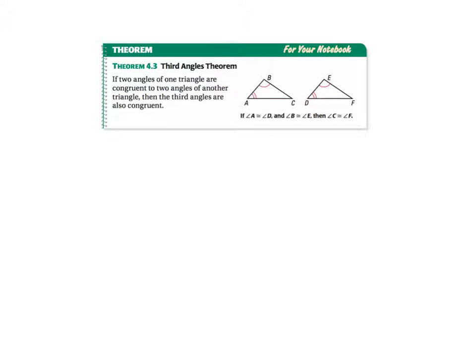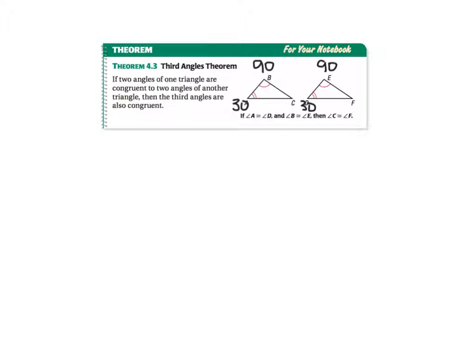So for example, let's say that angle B is 90 degrees. That would mean that angle E is 90 degrees. Let's say that angle A is 30 degrees. That would mean that angle D is 30 degrees. So in our first triangle, that's 120 degrees, and in my second triangle, that's 120 degrees.